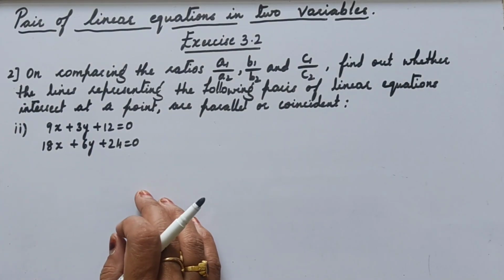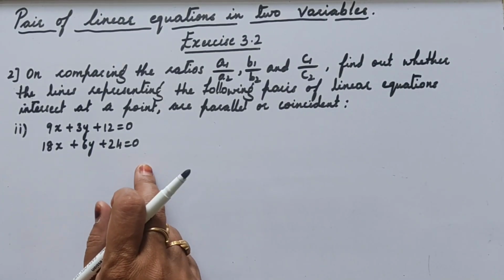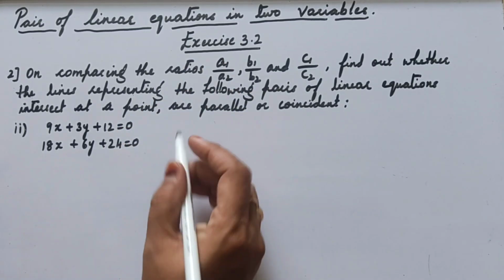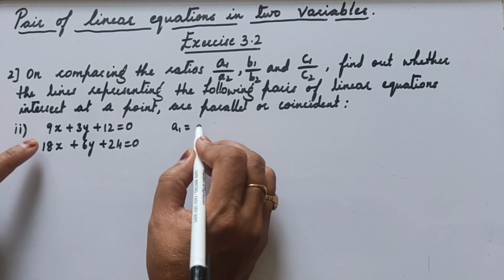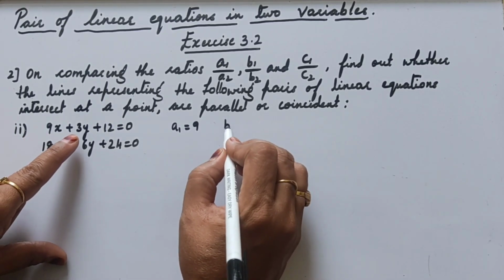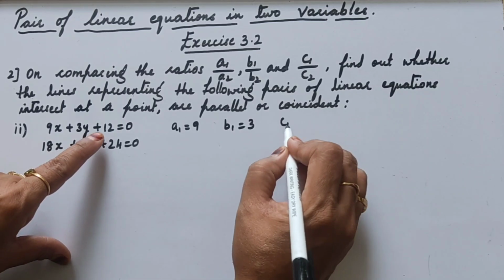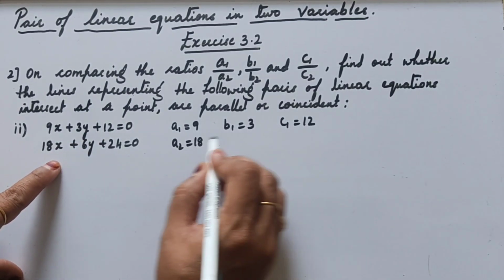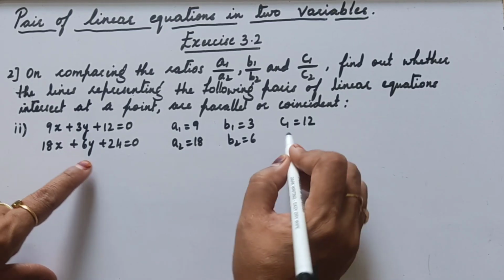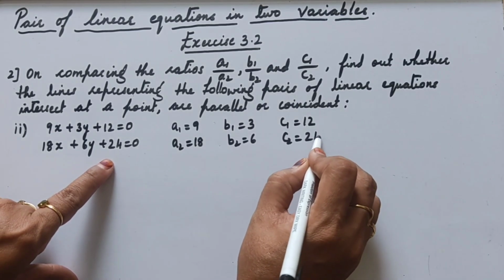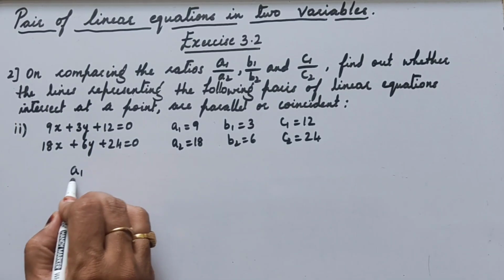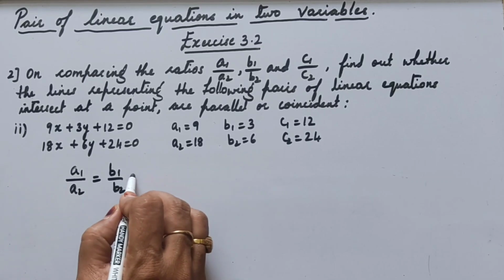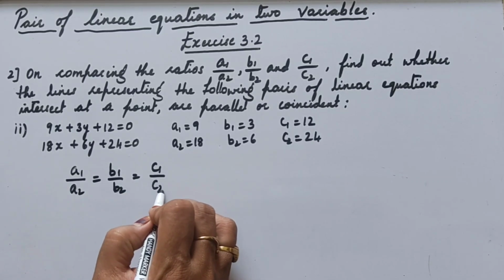Come on, let's solve the next question here. Now we have got again the pair of linear equations and we'll compare with the ratios. First A1 equal to 9, B1 will be 3, C1 equal to 12, A2 equal to 18, B2 equal to 6 and C2 will be 24. Now let's compare. A1 upon A2 equal to B1 upon B2 equal to C1 upon C2.